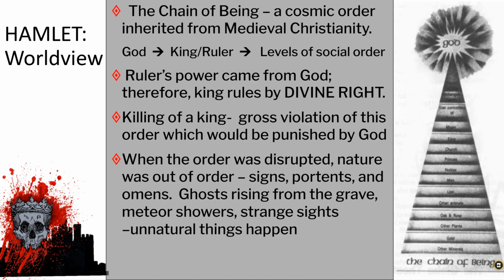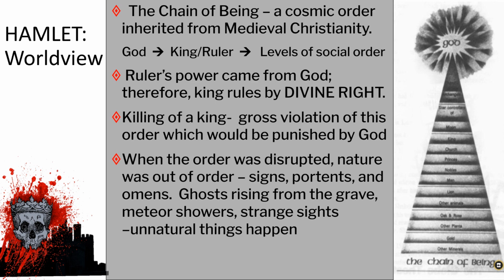So here we have the idea that the ruler's power is coming from God and that divine right. And under this system, the killing of a king was a gross violation. That is something that people would have believed would receive instant punishment from God in some kind of way. Like God would instantly show his displeasure if you removed a monarch that he appointed to the throne.